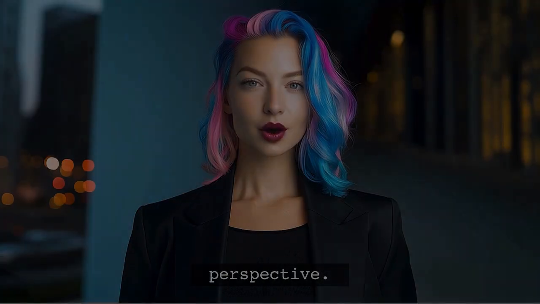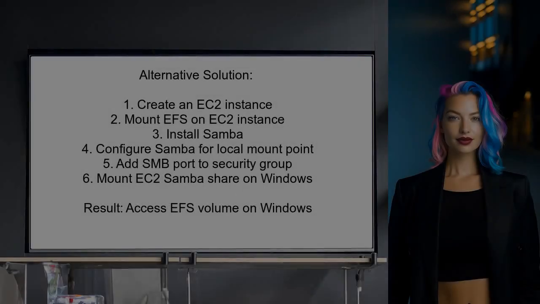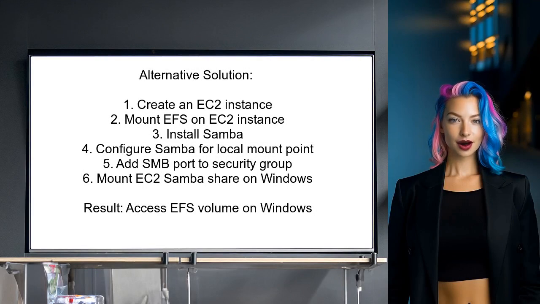Let's see another perspective. One alternative approach is to use Samba to create a Windows share from a Linux EC2 instance. First, you would create an EC2 instance and mount the EFS on it. Then, install Samba and set up a local Samba configuration for the mount point. Don't forget to add an inbound security group entry for the SMB port. Finally, you can mount the EC2 Samba share on your Windows server, allowing you to access the EFS volume successfully.